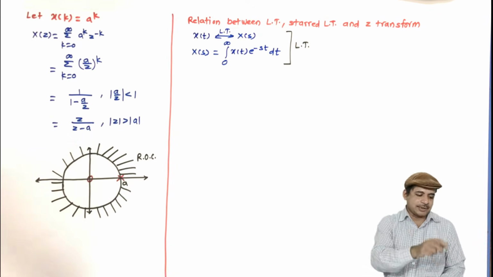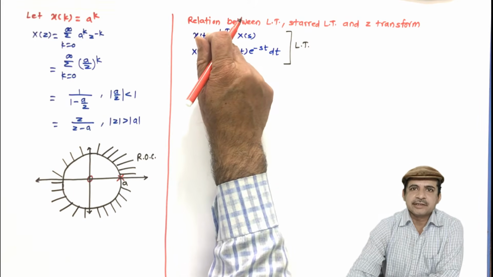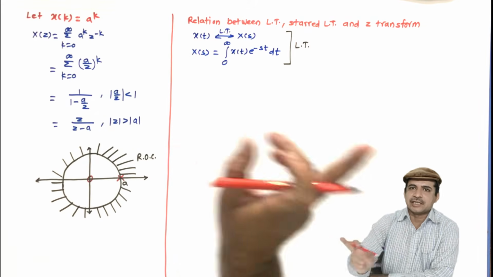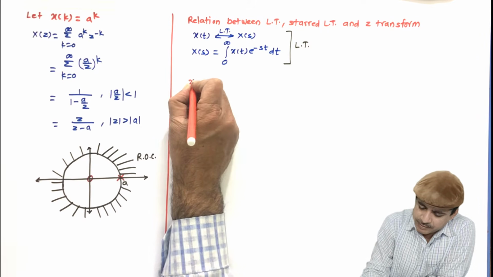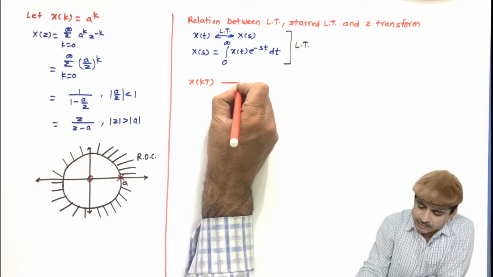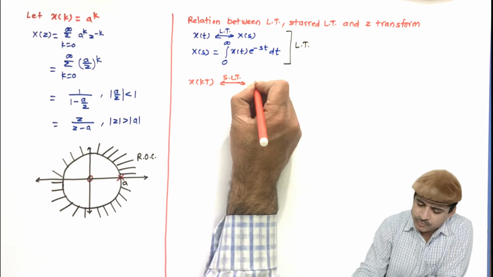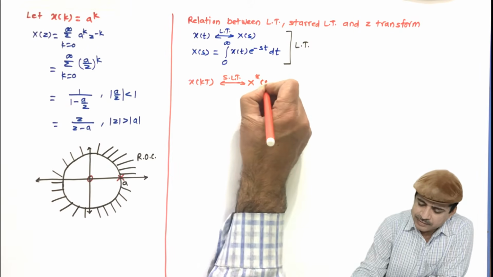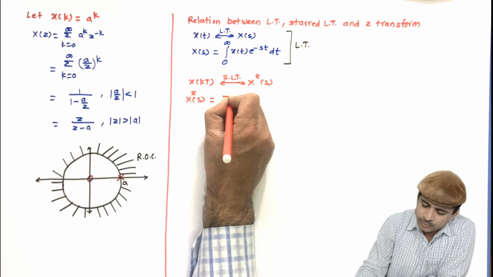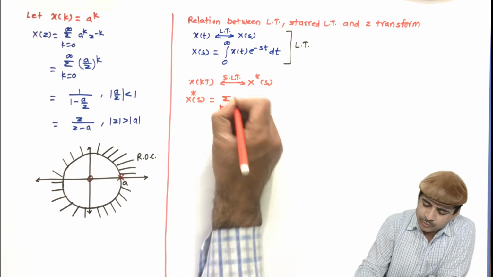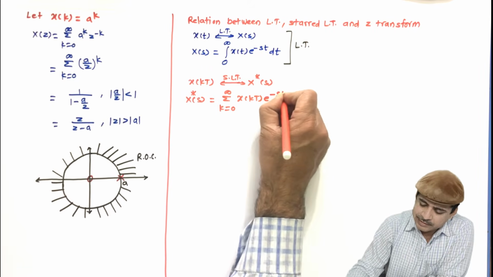Next I will go for starred Laplace transform. In case of starred Laplace transform, we sample this x of t to x of kt and we take its Laplace transform in the sampled version, and its definition is given as, say, x of kt taken starred Laplace transform gives me X star s, where X star s is equal to summation k equal to 0 to infinity x of kt e raised to minus skt.